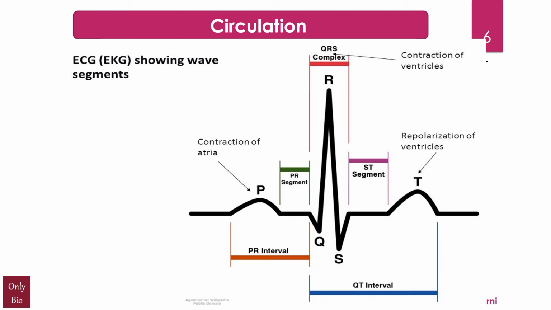At the same time, the atria repolarize and relax. The ventricles are repolarized and relaxed in the next wave, that is the T wave. So this process continues regularly unless there's a problem in the heart.